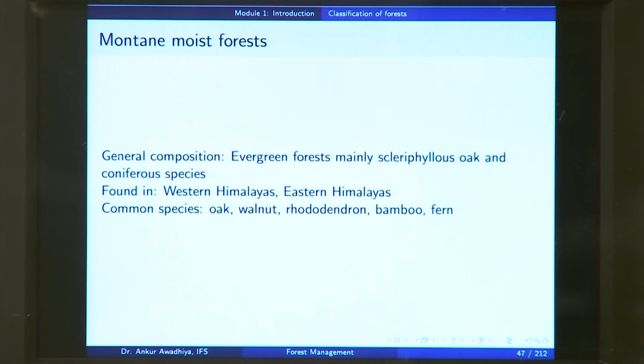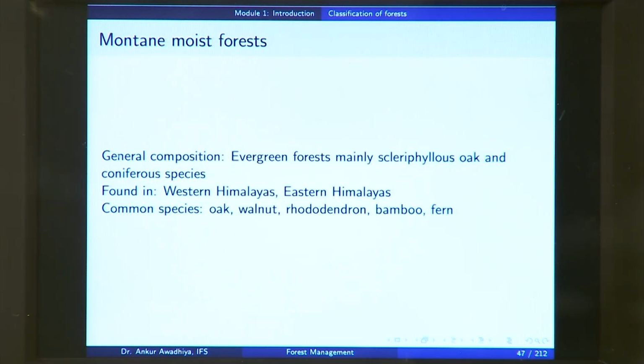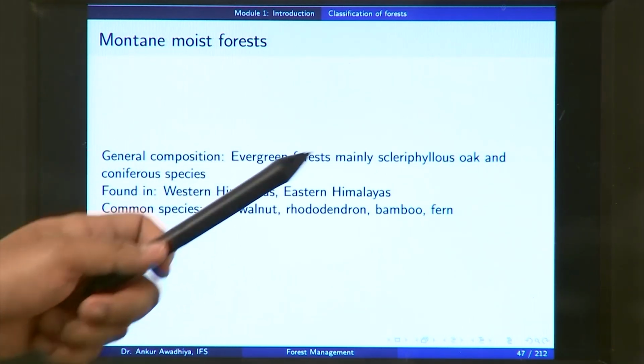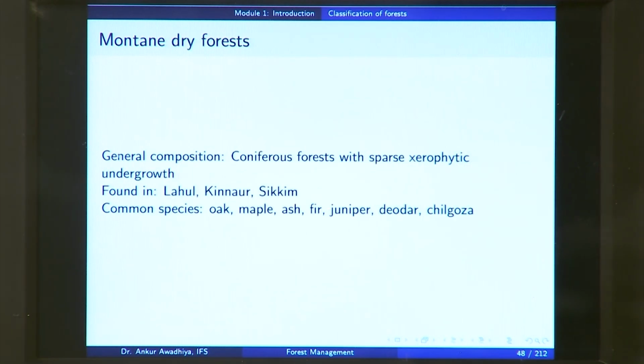Next, we have montane moist forest. Now, these are found in mountainous regions, the amount of rainfall is little, and here we have evergreen forest, mainly sclerophyllous oak and coniferous species. So, we are moving from an oak region to the coniferous region. These are found in western Himalayas and eastern Himalayas, and the common species include oak, walnut, rhododendron, bamboos and ferns.